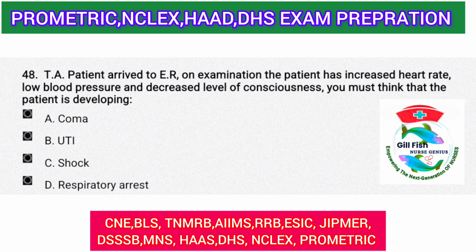Next, move on to another question. Road traffic accident, patient arrived at the ER. On examination, the patient has increased heart rate, low blood pressure and decreased level of consciousness. You must think that the patient is developing: option A coma, option B UTI, option C shock, option D respiratory arrest. The patient came to the emergency department with a high heart rate, low BP and decreased LOC. That means the patient is going into shock, hypovolemic shock. So option C will be the correct answer. Okay, move on to the next question.